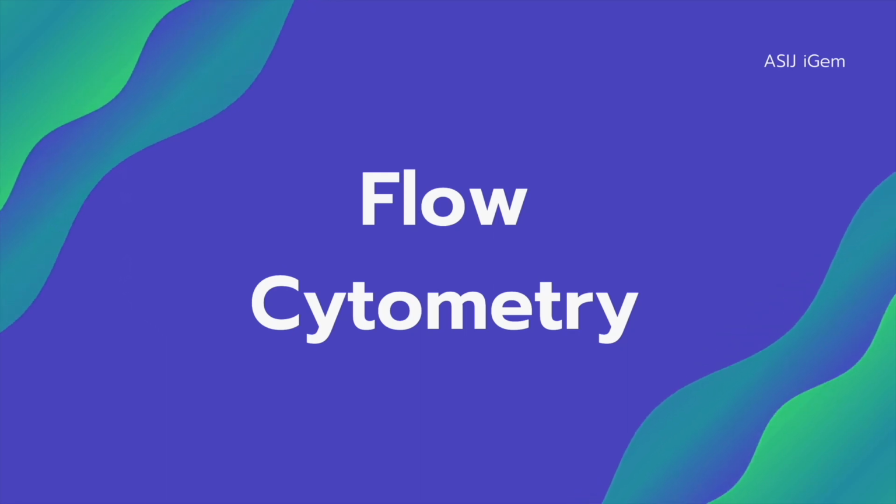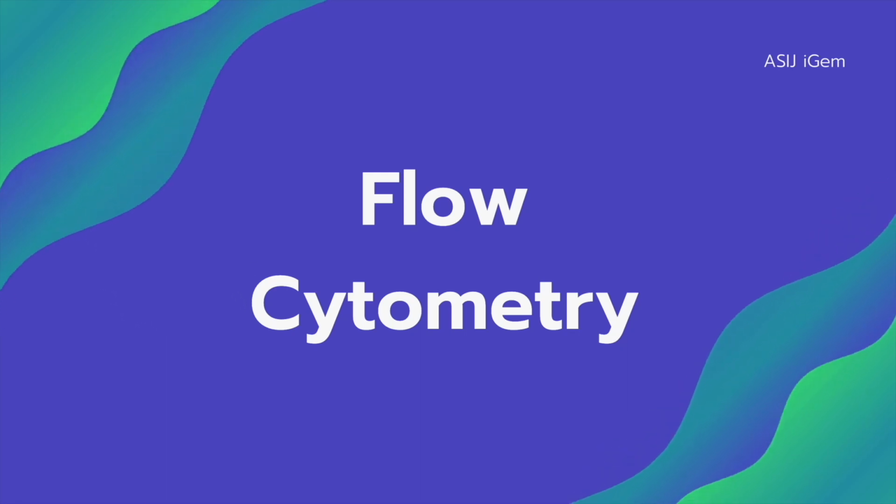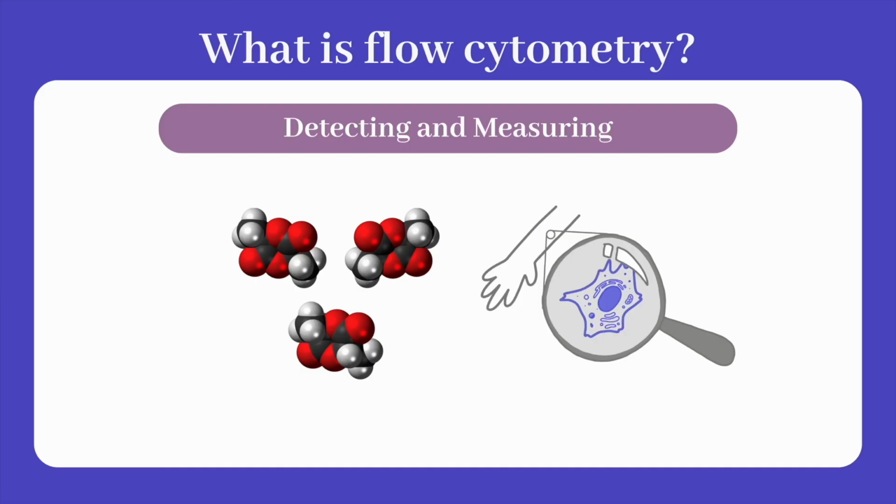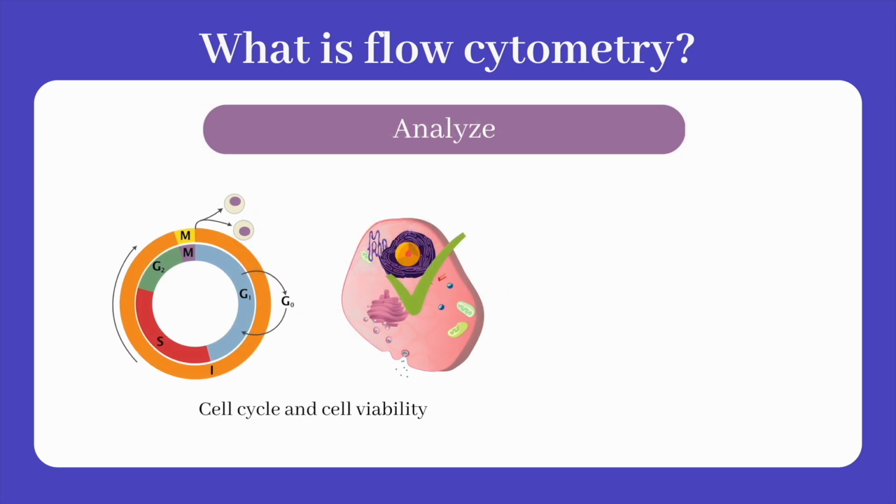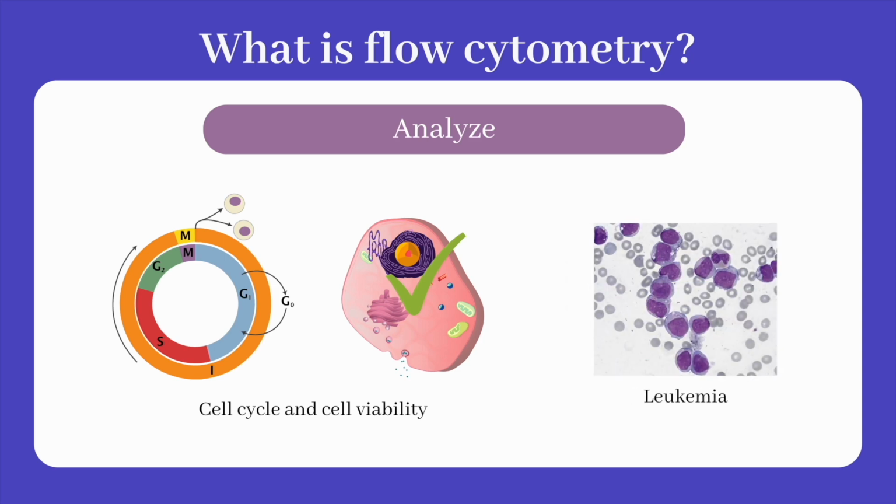In today's lesson, we'll introduce a laser-based technique called flow cytometry. Flow cytometry detects and measures specific cells or molecules based on their physical and chemical properties, such as fluorescence, size, and complexity. Flow cytometry can also be used to analyze the cell cycle and cell viability. Because of its ability to characterize and count the number of cells, flow cytometry can help us diagnose and classify diseases, such as leukemia.